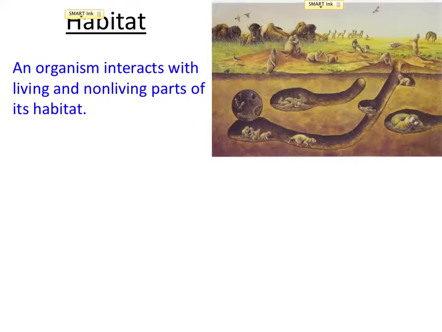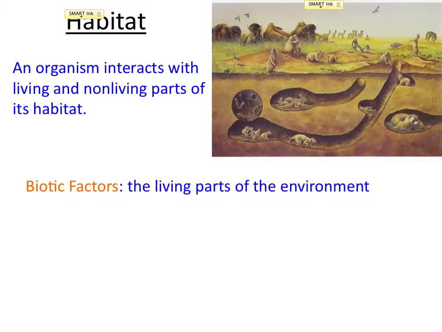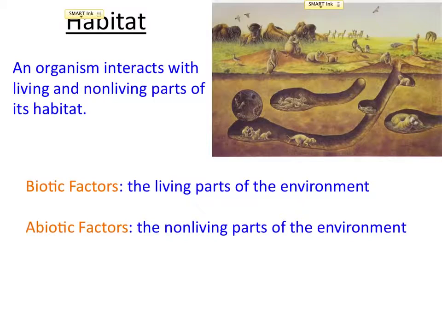And as you can imagine, a living thing interacts with both the living and the non-living parts of its habitat. And as scientists, we have special terms for each of those. The biotic factors are what we call the living parts of the environment. So if I say biotic factor, you know I'm referring to a plant or an animal of some sort, or some interaction between a plant and an animal, or an animal, or a plant and a plant. And then abiotic factors are the non-living parts of the environment.